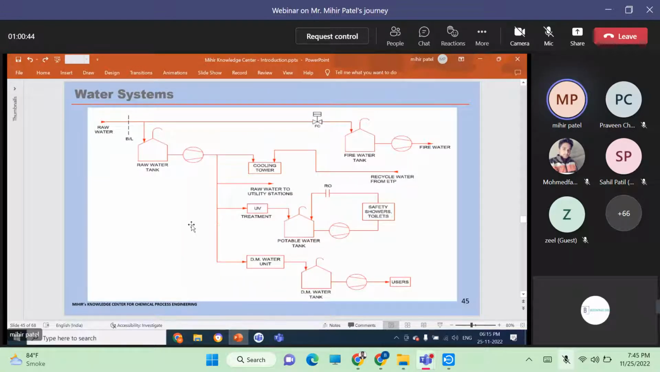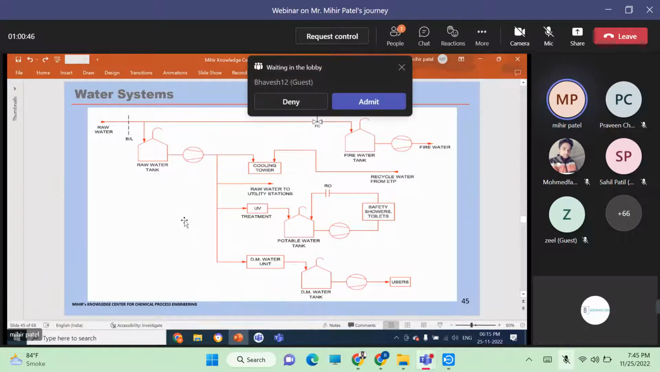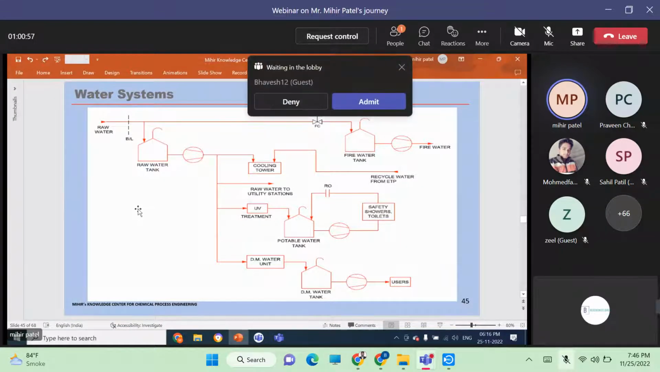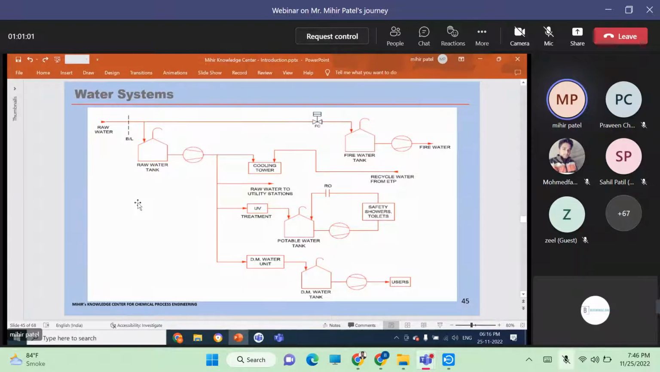Then you have water systems. Water systems can be many in a large plant. This is just a brief schematic I've given for your understanding. So for example, raw water comes here. Again, raw water can come from many sources. You can have desalination plants. You can have, let's say in Maharashtra you have MIDC, for example. In Gujarat you have GIDC, who supplies the raw water. So raw water tank is there. Fire water is directly taken here. This is fire water. Then it goes to the fire water system.